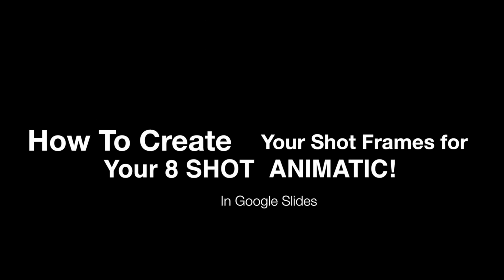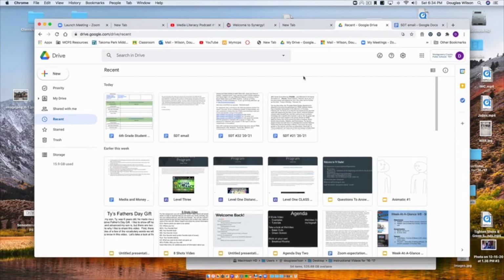Hey, it's Mr. Wilson. Today we're going to talk about how to create your shot frames for your 8-shot animatic in Google Slides. So the first thing we're going to have to do, obviously, is create a Google Slides.